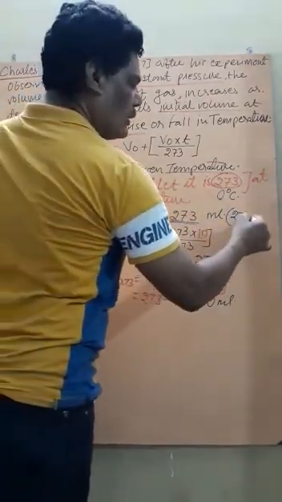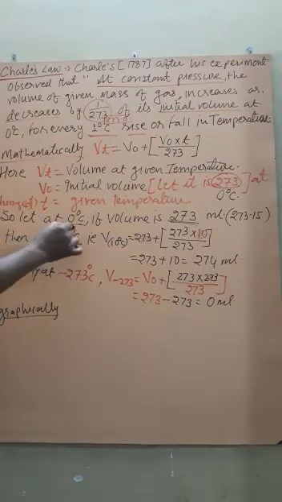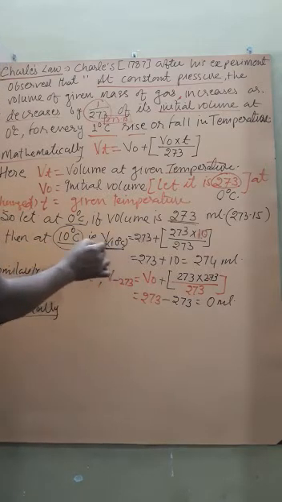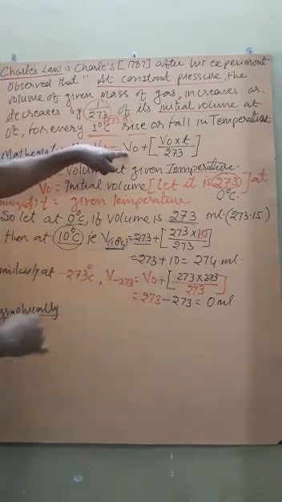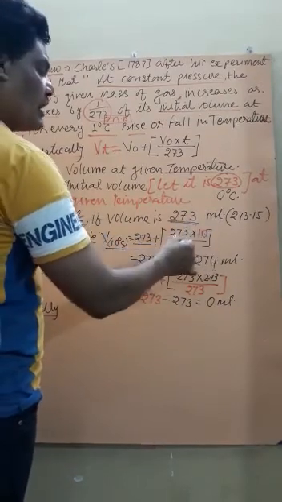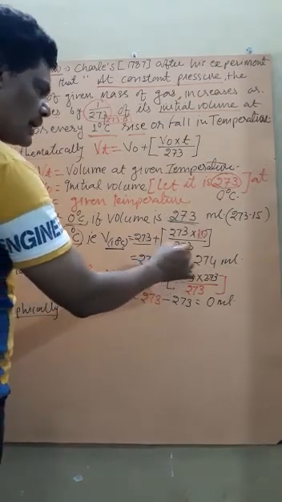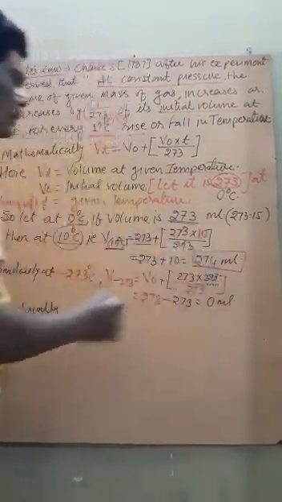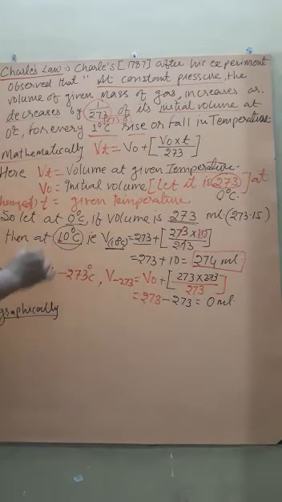Actually we have to take the exact value 273.15. Then at 10 degree Celsius, the volume at 10 degree Celsius will be equal to, in place of V0 you place 273, plus in bracket V0 again 273 multiplied by 10 divided by 273. Now when you solve it, 273 and 273 cancel, so remaining 10. So the volume will become 283.